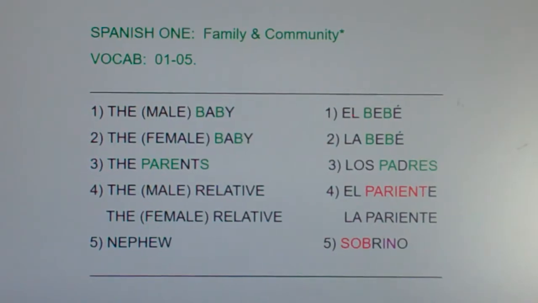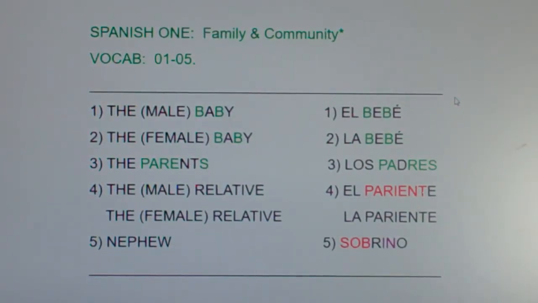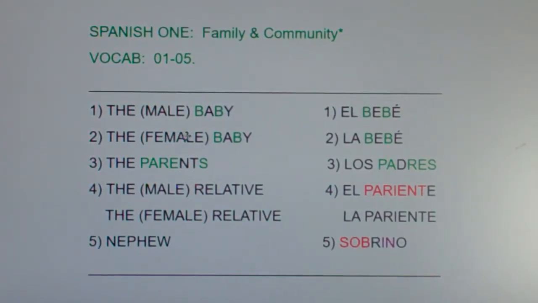Now, I want you to notice, everybody say beber. Beber is to drink. And little babies don't chew food because they don't have teeth. They drink. So, el bebé, bebé. The baby drinks. That might help you remember it. All right? Now, the female baby, it's la bebé. The only difference, if it's male, it has an el, and if it's female, it has a la.